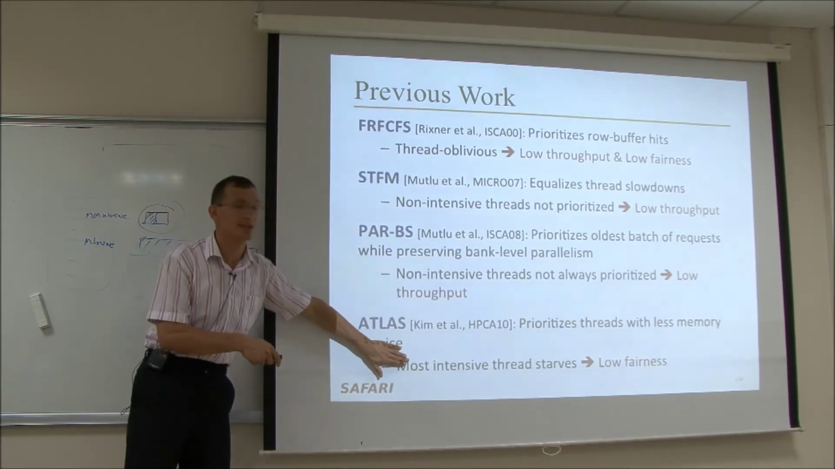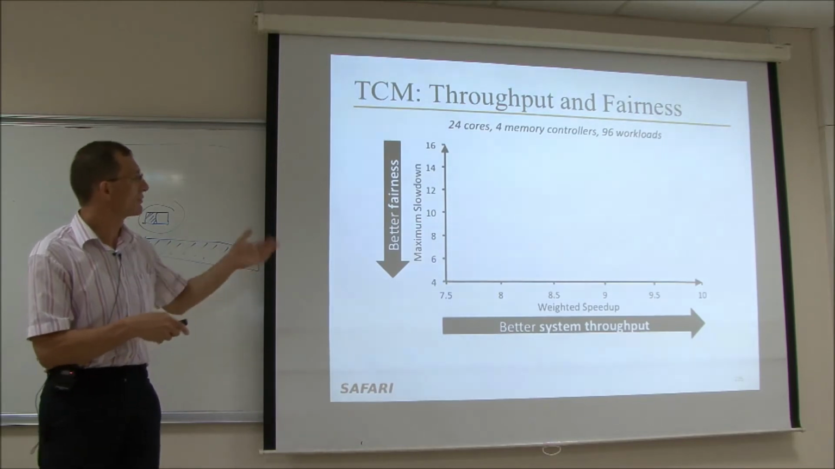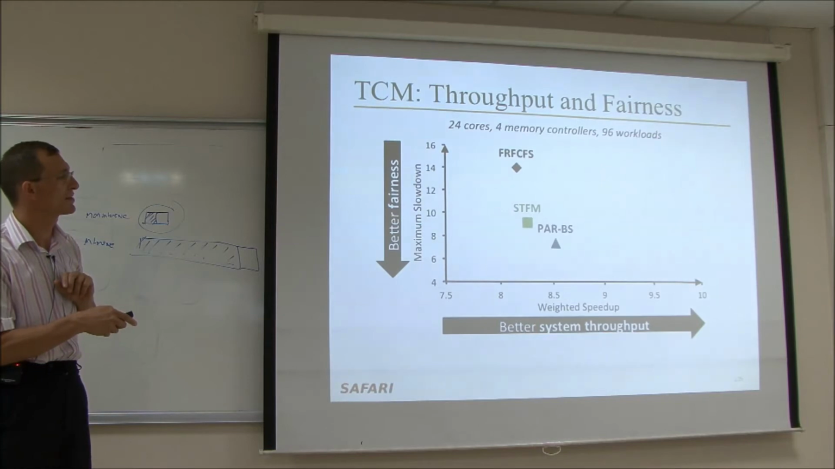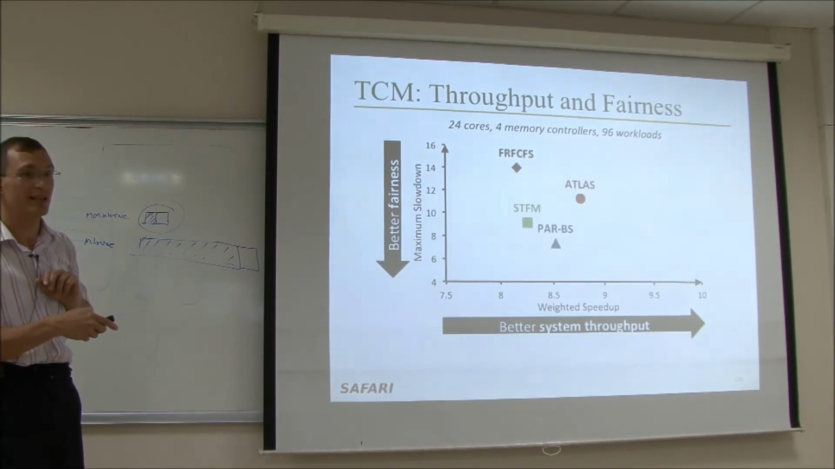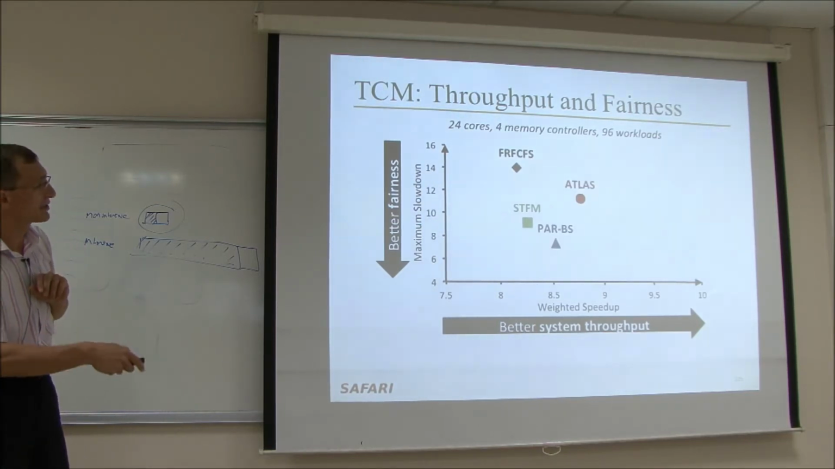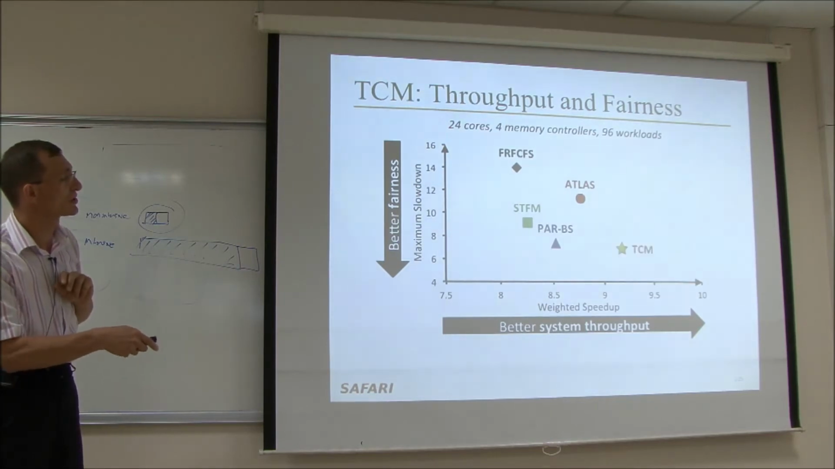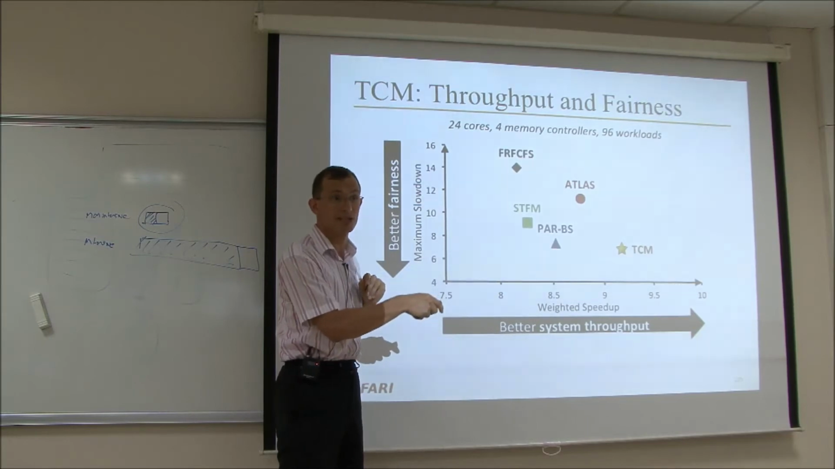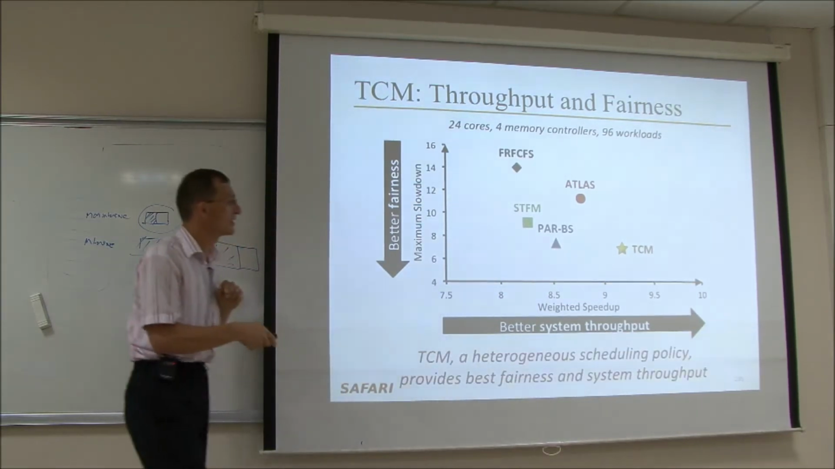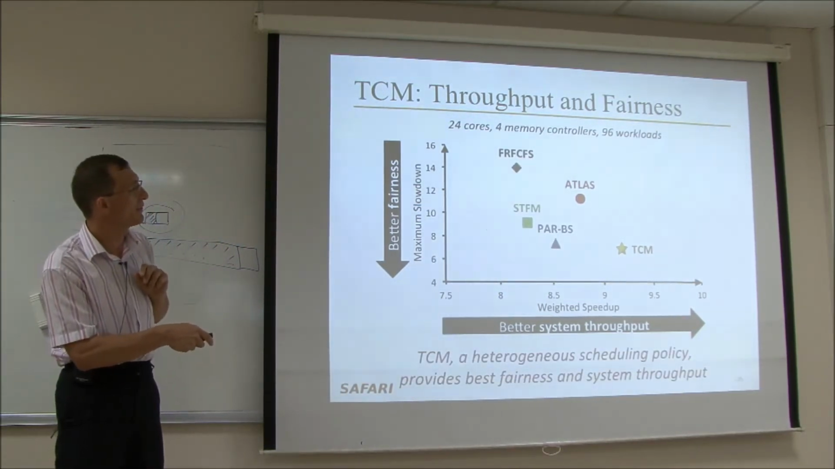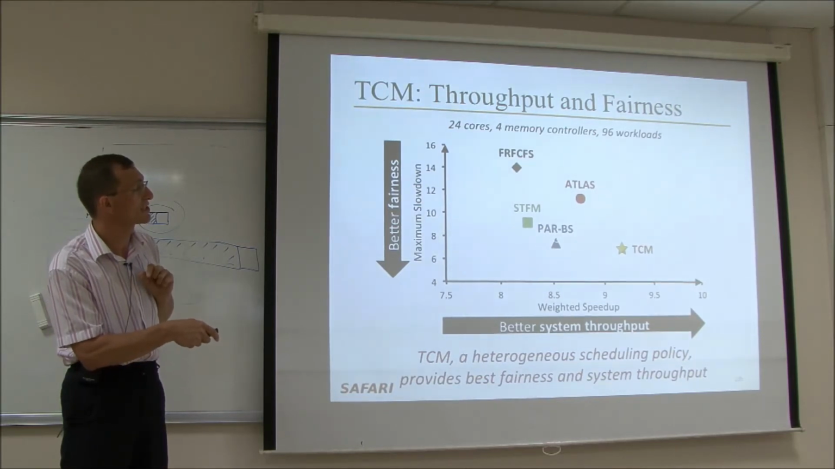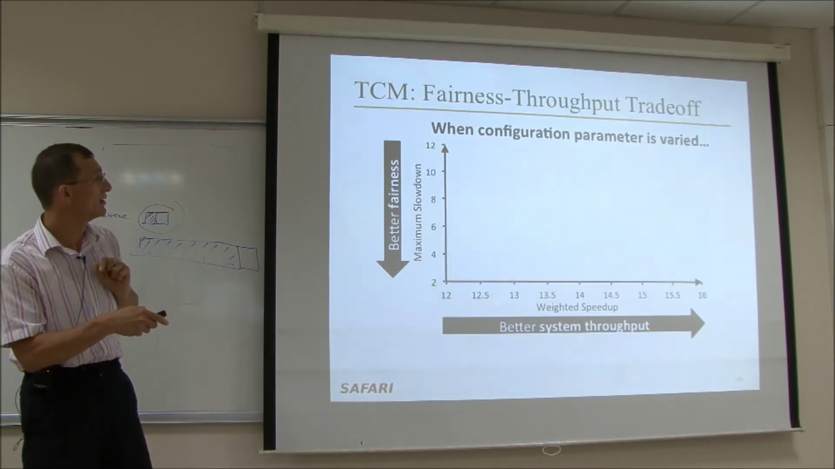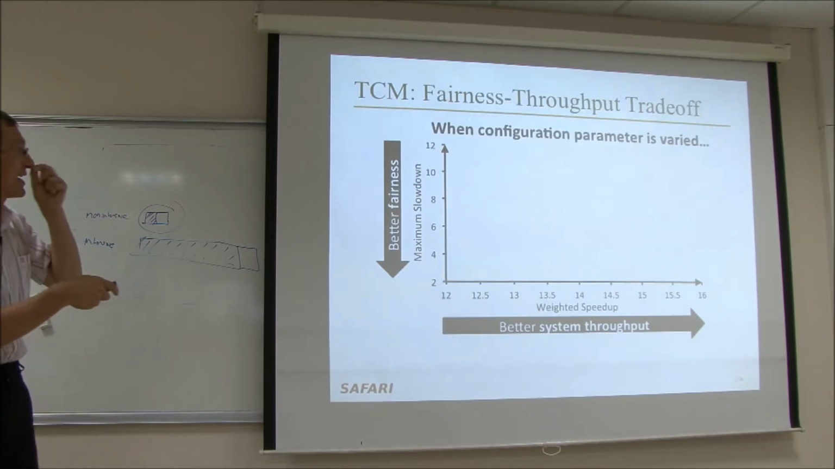So I've shown you part of this earlier. Row hit first scheduler is here. Stall time fair memory scheduler here. Parallelism aware batch scheduler here. ATLAS here. And we wanted to achieve the best of both worlds here. So the thread cluster memory scheduler actually achieves the best of both worlds, at least for these workloads. It's a heterogeneous policy, and it gets better fairness than the best previous scheduler for fairness, and it gets better system performance than the best previous scheduler for performance. And it also exposes a nice smooth trade-off between fairness and throughput.